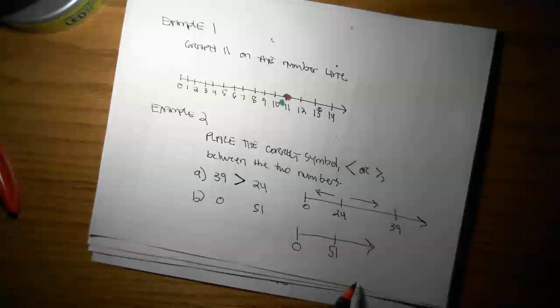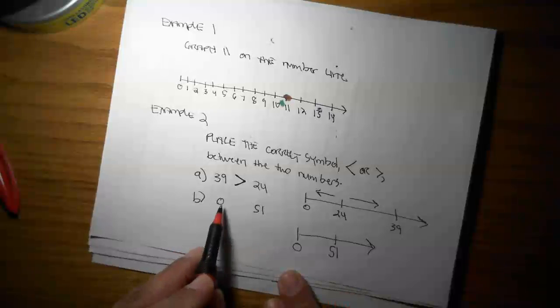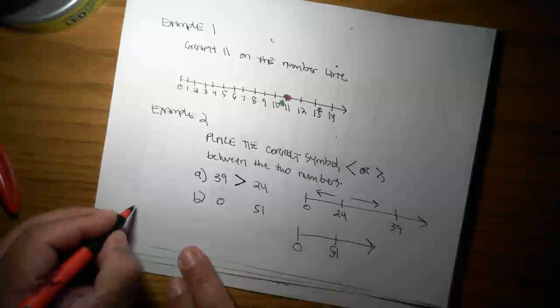So anything toward the right of a given number, as we've learned in this session, is greater than that number. So we're going to come here and put the correct symbol in between those two numbers. 0, 51 is greater than 0. So let's write that here.